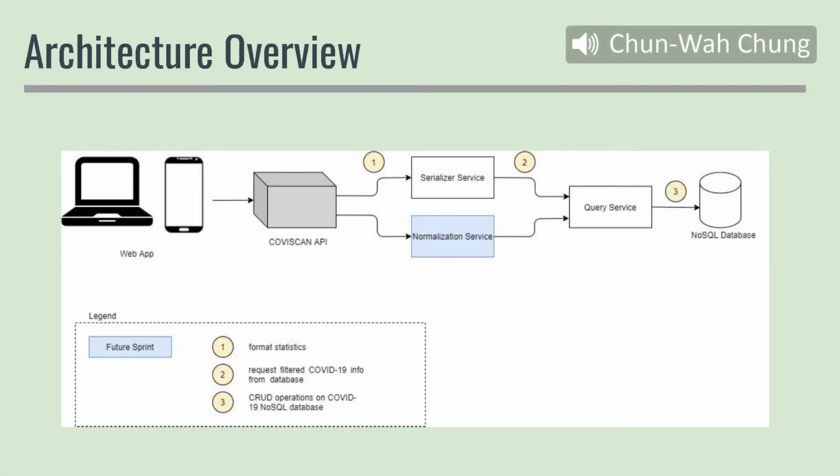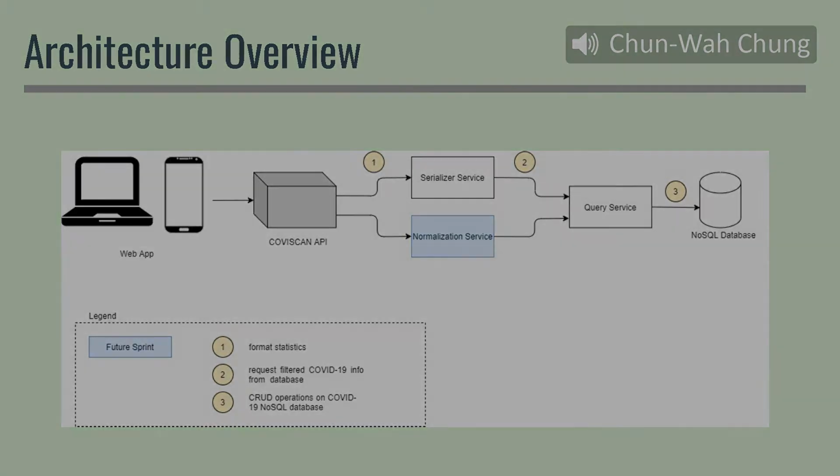Now I'll be discussing the high-level architecture. COVISCAN is a web app, so all interactions with the system will be made using an internet-connected device through a browser. Any UI interactions that deal with COVID-19 visualizations will send requests to the API. This request provides information necessary for graphing the corresponding visualization. The serializer interacts with the query service to get the appropriate COVID-19 info from the database. The query results are then formatted by the serializer. The formatting is required so that the COVID-19 information is usable by third-party visualizations libraries.